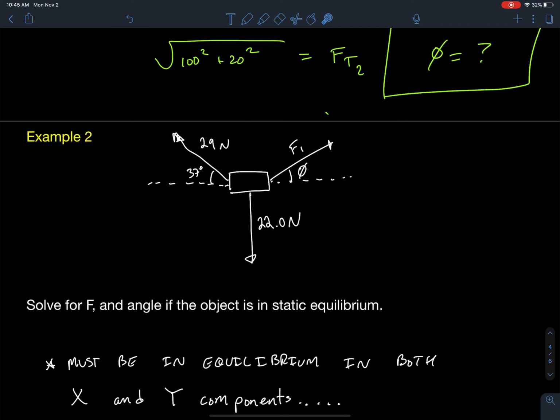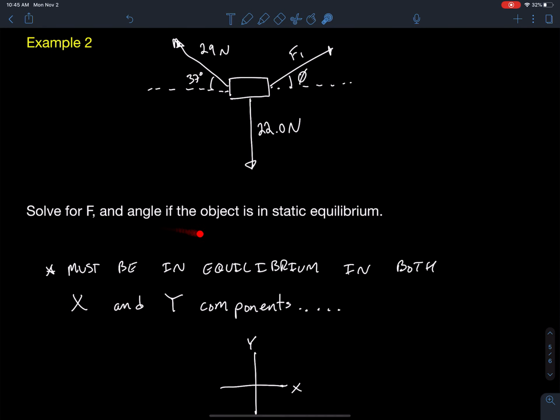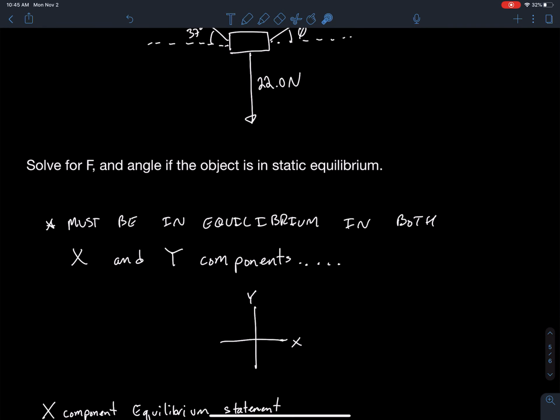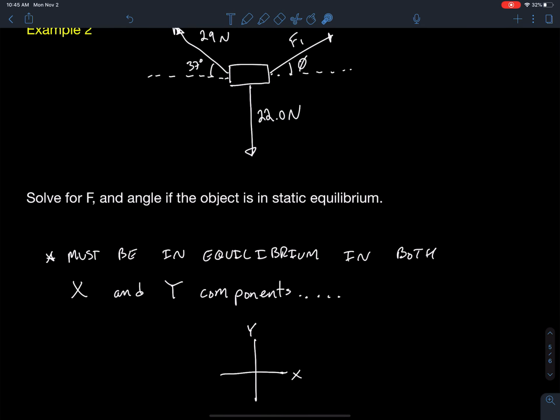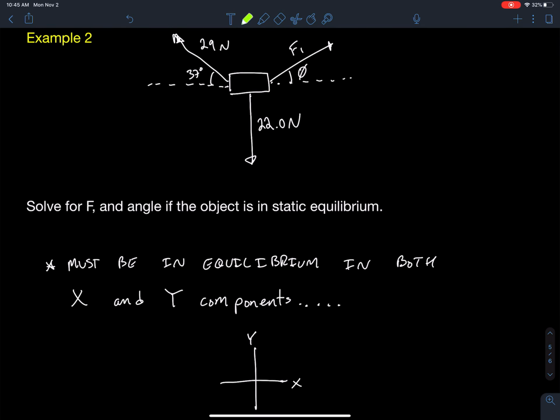In order to do that, I have to write out some equilibrium expressions. To solve for this, I have to write that it must be in equilibrium in both the x and the y components. That's my Cartesian plane. So for the x component, how would I create a statement? Well, in the x component, I have that component force being balanced by that component force. So how would I create that statement?